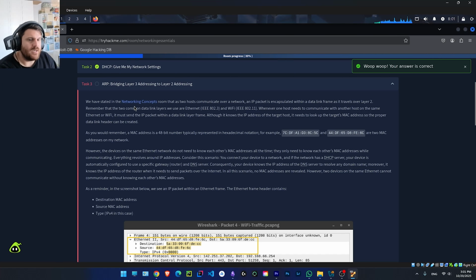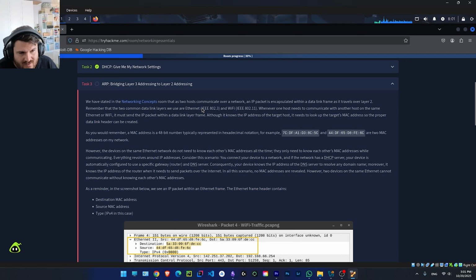Task number 3, ARP: bringing layer 3 addressing to layer 2 addressing. We have stated in the network concepts room that as two hosts communicate over a network, an IP packet is encapsulated within a data link frame as it travels over layer 2. Remember that the two common data link layers we used are Ethernet and Wi-Fi.